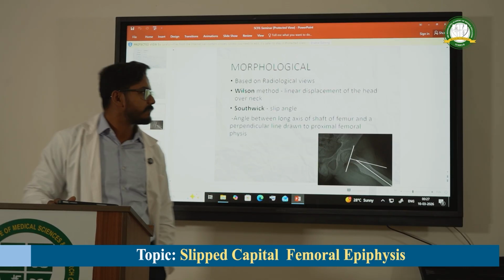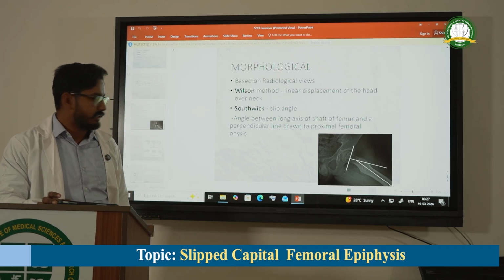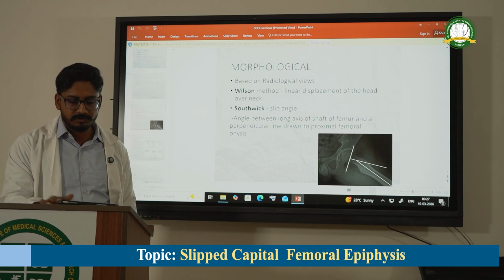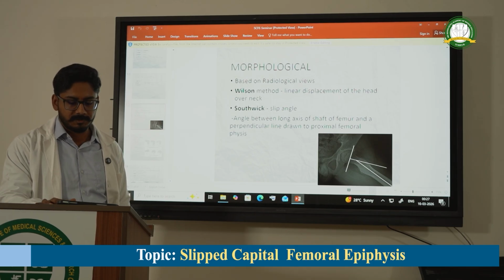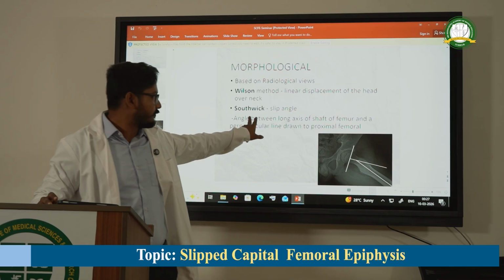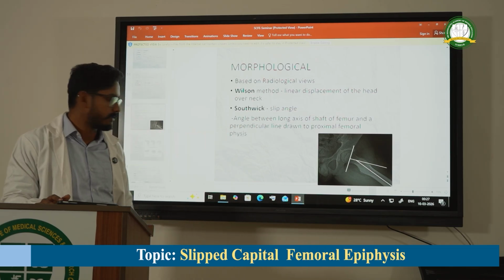There is linear displacement of the head over the neck. The amount of displacement of the head compared to the neck is used to describe the severity of the slip. And there is one more angle, which is called the Southwick slip angle.